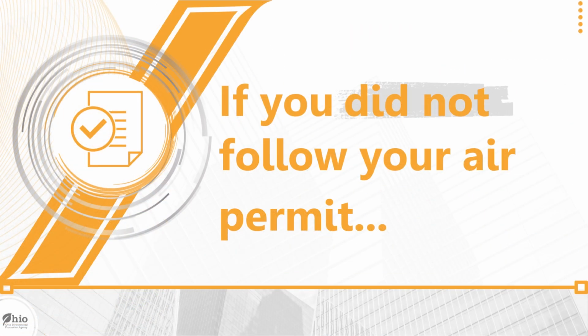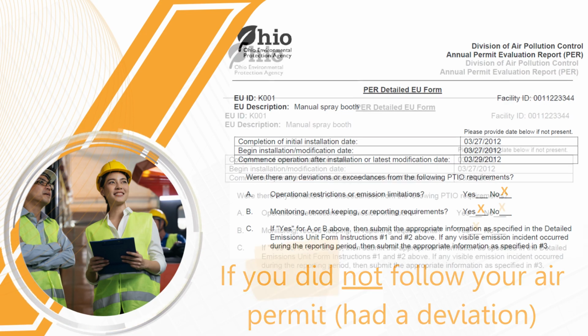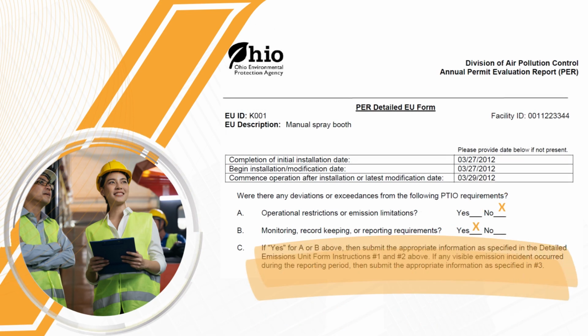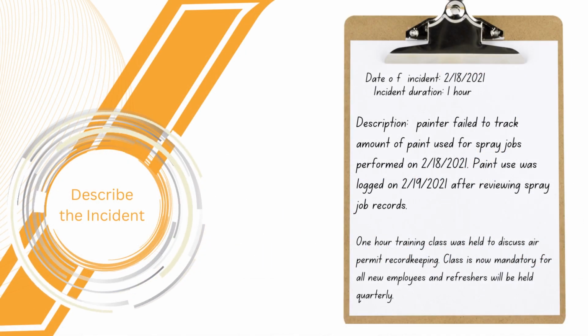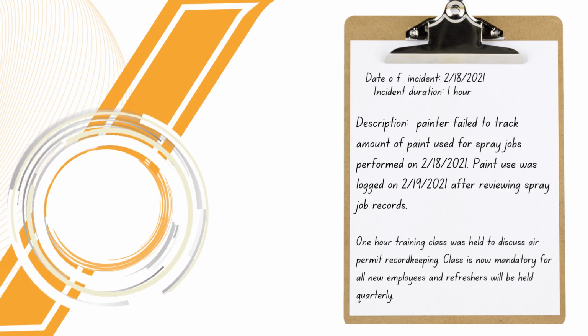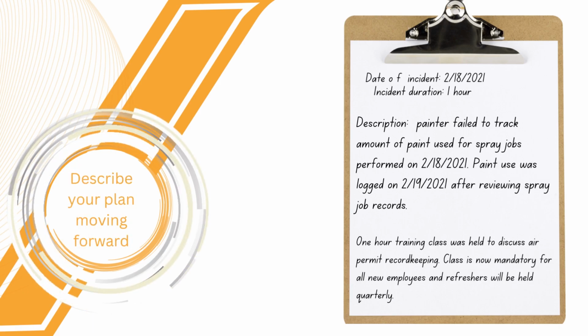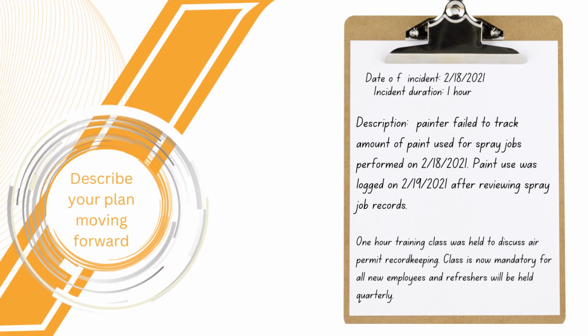If you did not follow some of your permit requirements and reported deviations in questions A or B, then you need to provide additional information about the deviation in question C. If this applies to you, you can attach an additional piece of paper with your PER that provides more information about the part of the permit you didn't comply with, how you corrected it, and what your plan is moving forward to stay in compliance.